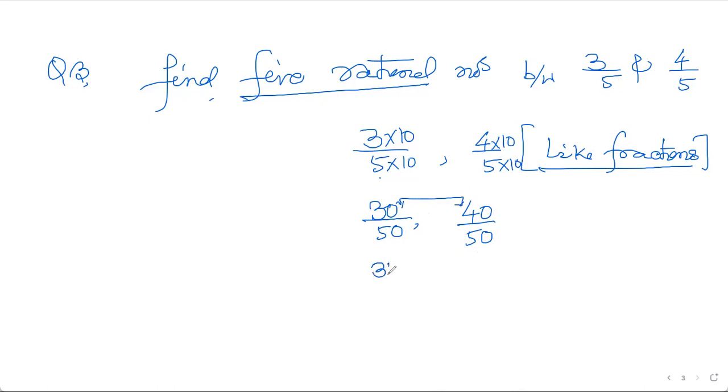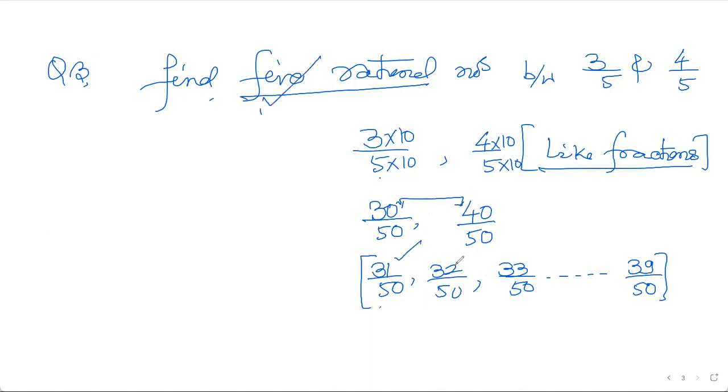So you can say 31 by 50 is the first number, 32 by 50 is the second number, 33 by 50 is the third number, and this goes up to 39 by 50. So again you are getting 9 numbers. You have to find only 5. So you can take 1, 2, 3, 4 and 5. Here you can stop because you have to find only 5. You can have lots of numbers in between, that is, 9 numbers are still there. Out of that you have selected 5 and left the others.